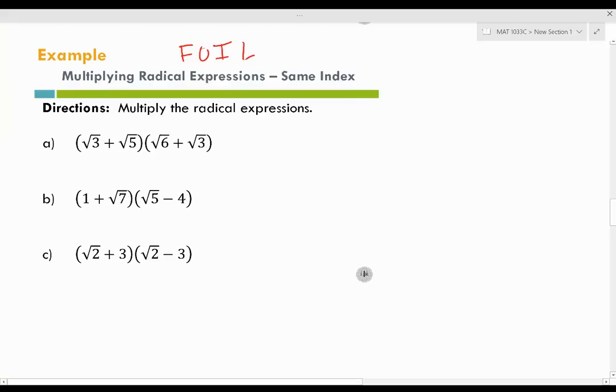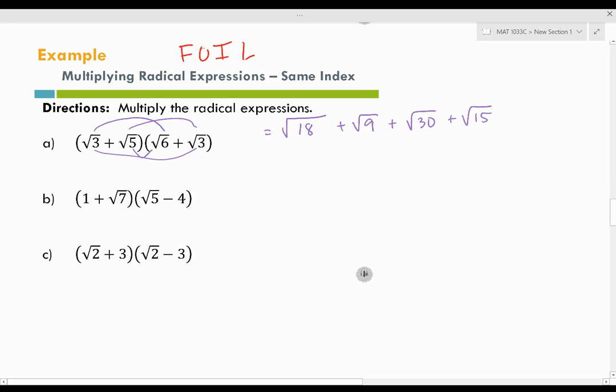First we're going to do square root of 3 times the square root of 6. That's going to give me square root of 3 times 6, which is 18. Outside, square root of 3 times the square root of 3. That's going to give me the square root of 9. Inside, square root of 5 times square root of 6. That's square root of 30. And square root of 5 times the square root of 3 is square root of 15.